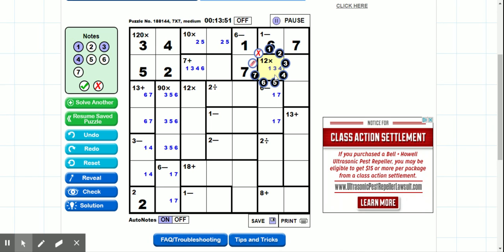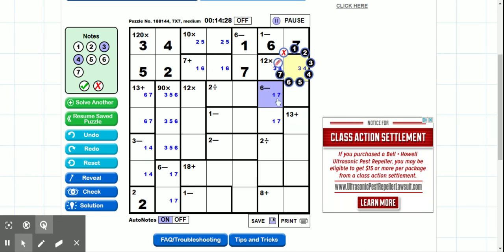But then we kind of run into a problem here because in this box, you can't have a 1 because there's a 1 in this column already. You can't have a 6 because we have a 6 up there. So this can't be a 1 or a 6. It has to be a 3 or 4. So we know that this 12 times has to be 3 times 4, and therefore this has to be 1 and 6 here.